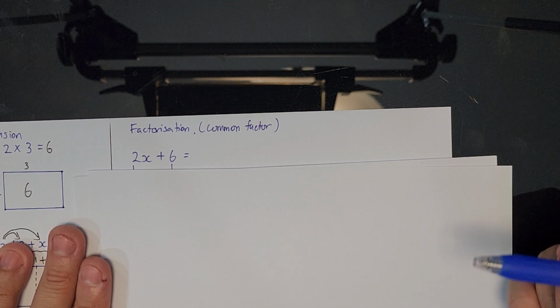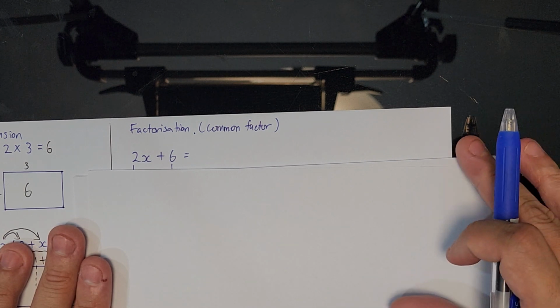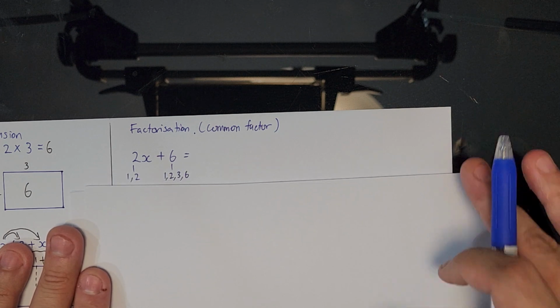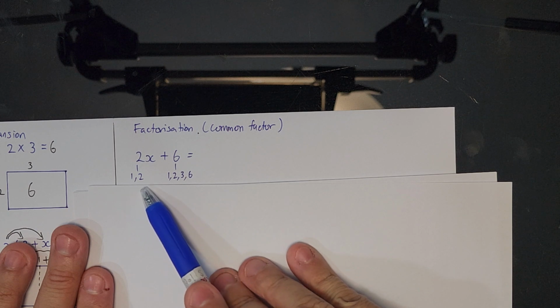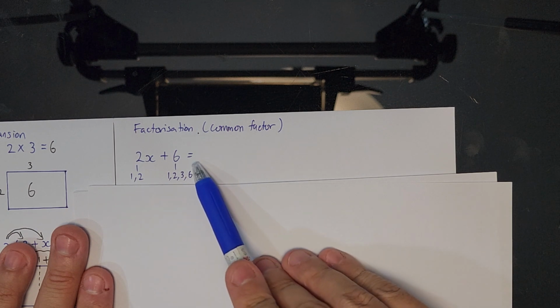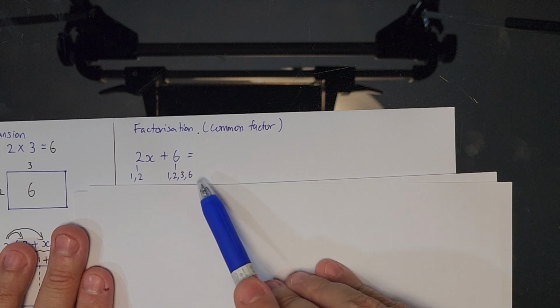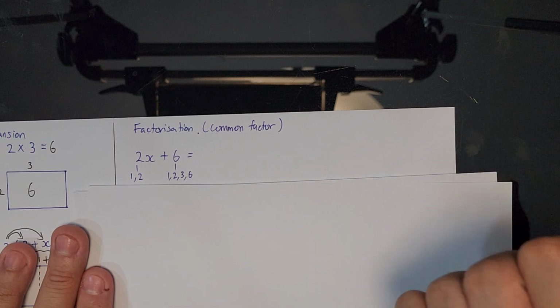So 2x plus 6, I want to factorize this. What must I do? First I look at the numbers. The factors of 2 will be 1 and 2, right? Factors of 6 will be 1, 2, 3 and 6. Alright, then what do I do?